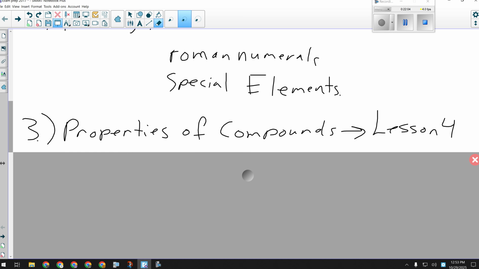All right, next thing we did was properties of compounds. This is lesson 4 in your notes package. We also did a lab using everything we learned in lesson 4 about physical properties. And in that lab, we used just the physical properties of the unknown compounds to assign their identity.